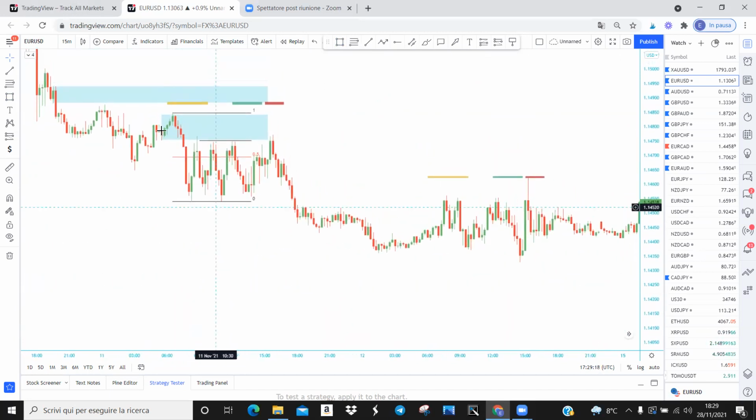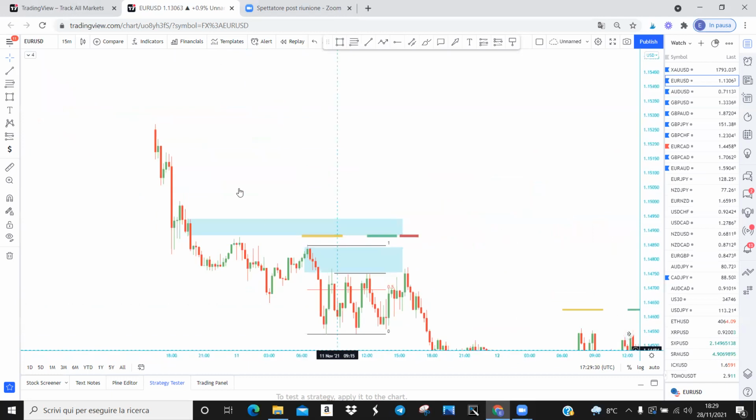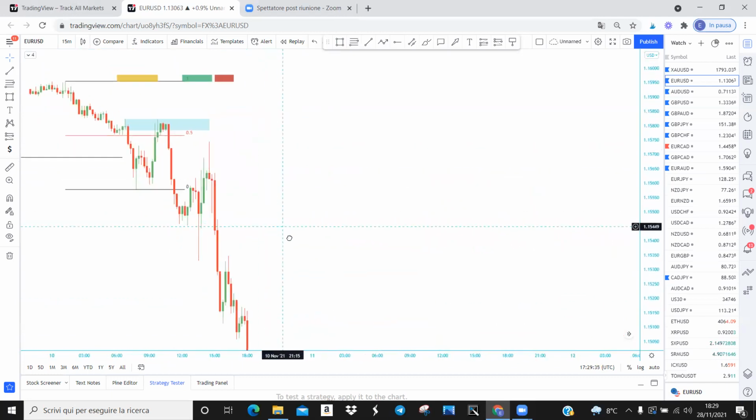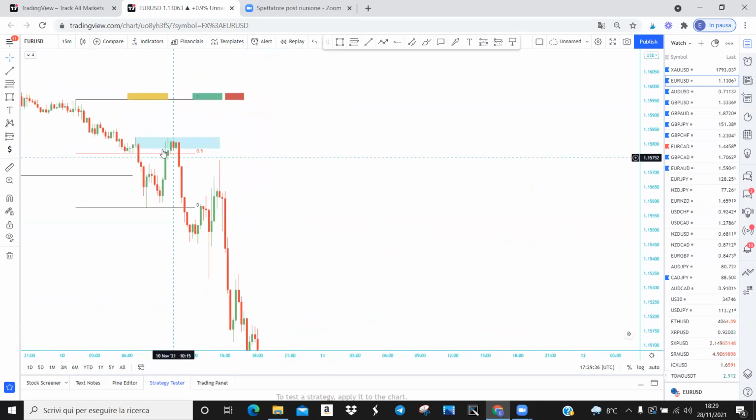Perfect. Here, London order block. This is lunch break right here, lunch break order blocks, which are manipulated to then continue to the downside. And I think I showed you some examples already. Here we respect the London order block. We push to the downside. This is the lunch break order block, but we never come back to it. We never touch it again.